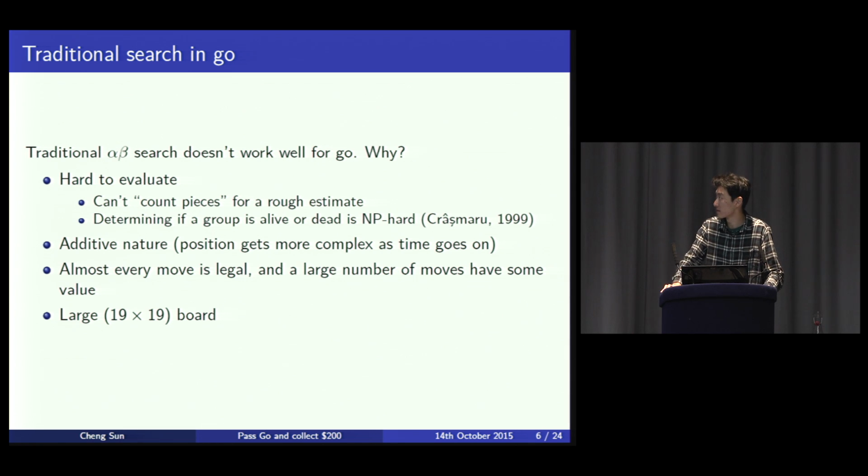More problems with search in Go is it has a huge branching factor because the game board gets more and more complicated as the game goes on, and you can play almost everywhere on the board. Almost every move is legal. And it also has a much bigger board than chess. All of these factors add up to traditional search not working for Go.